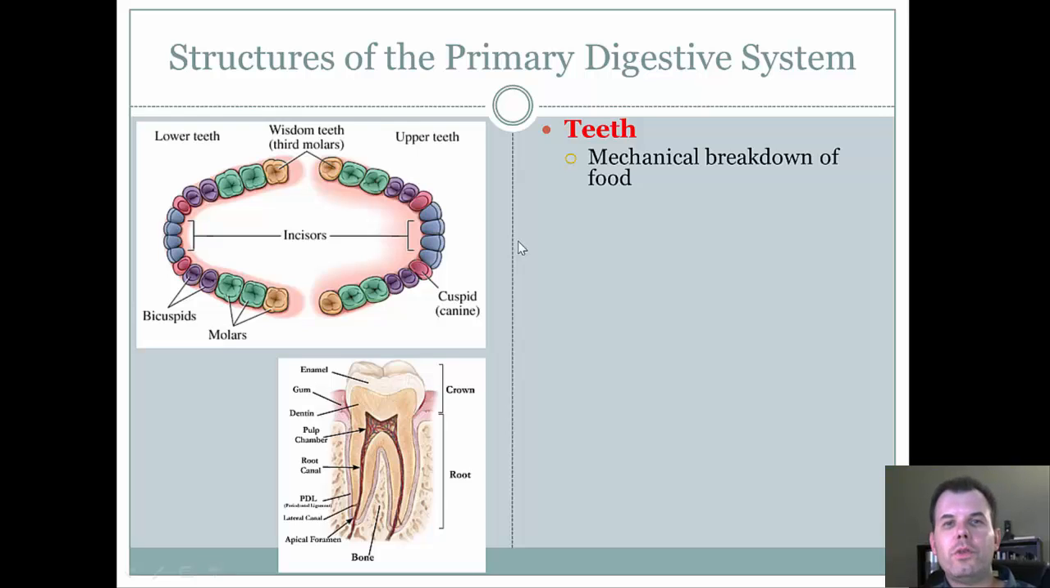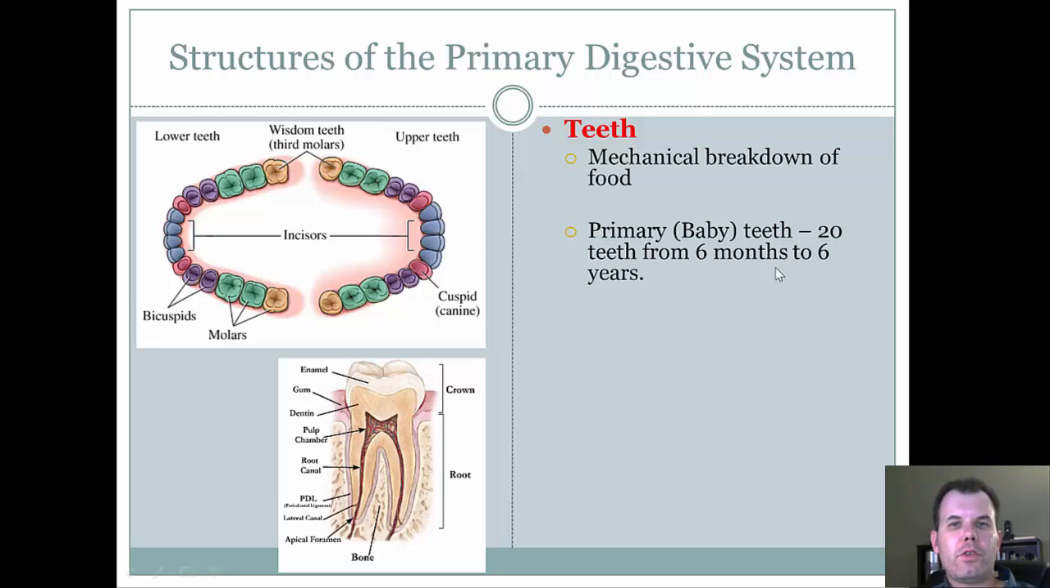Okay. Now the teeth are obviously very important for the mechanical breakdown, and if you've ever had any issues with your teeth, you know it can be a big problem if you're missing teeth or you have a toothache, and it makes it so you don't want to eat anything. Well, in humans, we have a whole set of different types of teeth, both uppers and lowers, okay? And we get our teeth very early on. So we have primary teeth that start as 20 teeth from about 6 months to about when we're 6 years old when we start losing our teeth, okay?